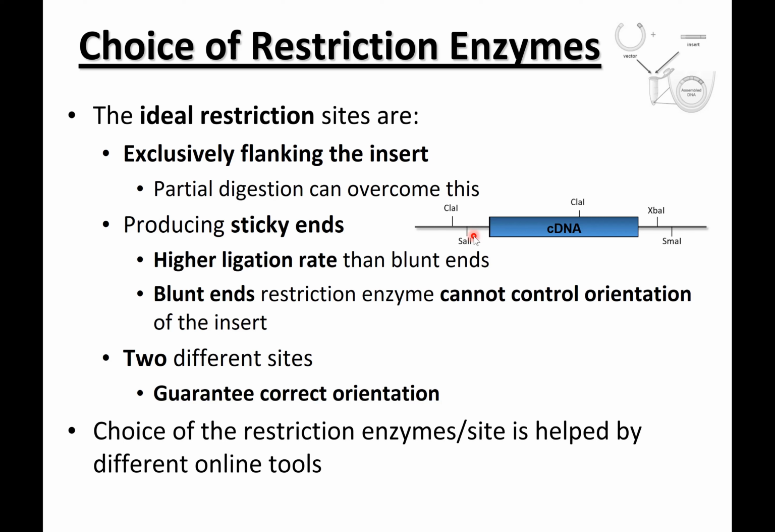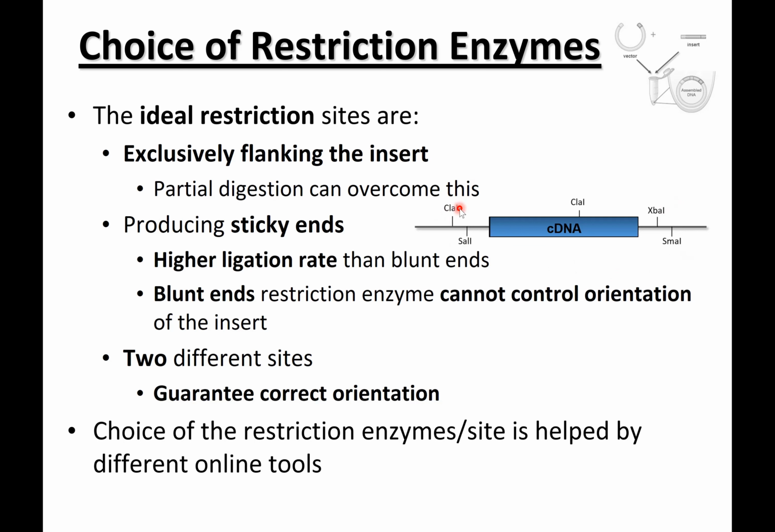However, you can still overcome this sometimes by doing a partial digestion. Basically, you digest your insert in suboptimal conditions, so that the restriction enzyme doesn't work at 100%. You get it to work at 5, 10%. So sometimes it might cut here, sometimes it might cut here, and then later on you can figure out where the cut took place and still extract this with a ClaI XbaI strategy.